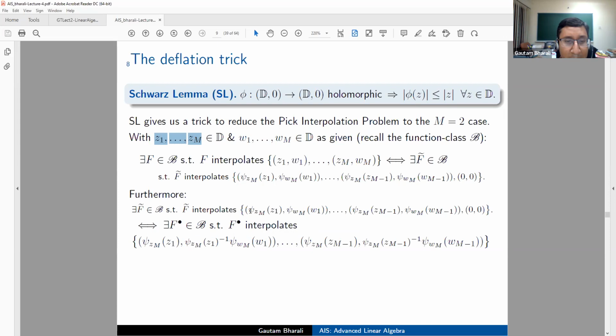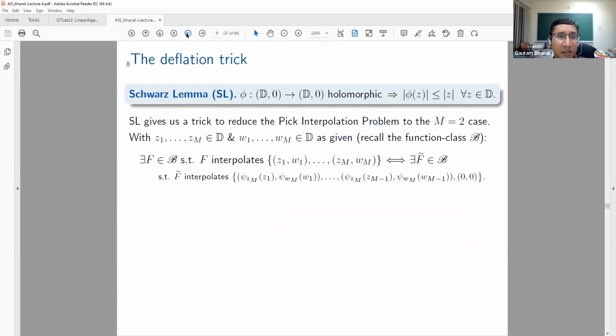z1 through zm are distinct. So when psi sub zm maps zm to the origin, because psi sub zm is an automorphism, z sub m is the only point that's going to be mapped to 0. So by distinctness, this that I have highlighted will never be 0. And similarly, all psi sub zm's acting on zj's will also never be 0. And the reason the modulus of this ratio will be less than or equal to 1 is because of the Schwarz lemma again. Well, not the Schwarz lemma, but the Schwarz-Pick lemma, sorry, by the Schwarz-Pick lemma.